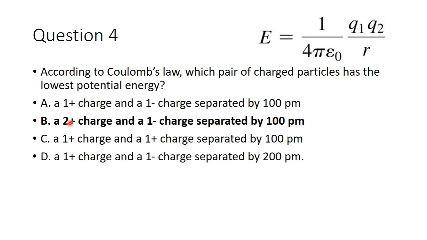So B has a +2 charge and a -1. A has a +1 and a -1. So B has bigger overall charges, then that's more favorable. So the answer to this is B.